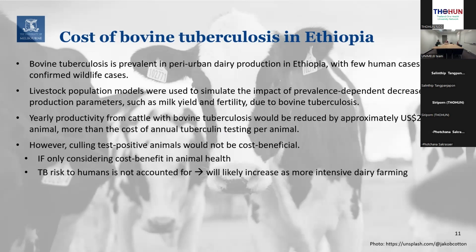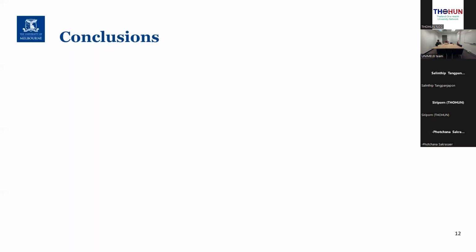So other things to keep in mind here is that tuberculosis risk to humans is not accounted for in this model. And because it's peri-urban, there's a lot of exposure between livestock and humans. And as this industry grows, there will likely be an increase in this contact because of the more intensive dairy farming.